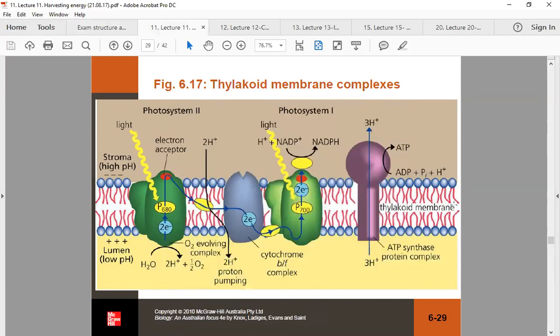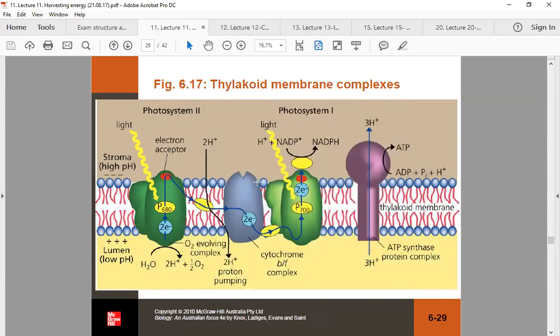It occurs on the thylakoid membranes. So remember, that's that internal set of membranes found within the chloroplast. Okay, so embedded in the thylakoid membrane within the chloroplast, we have, remember, photosystem 2, which is shown here, and we have photosystem 1, which is shown here.